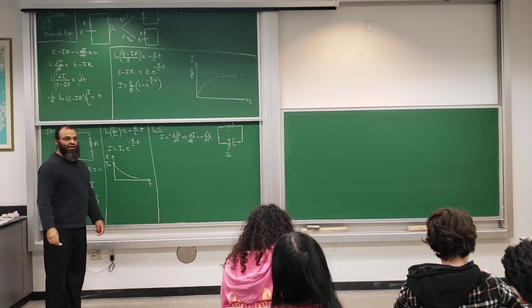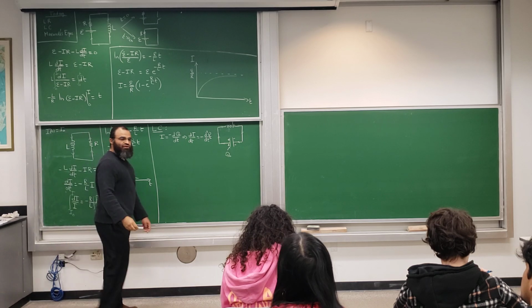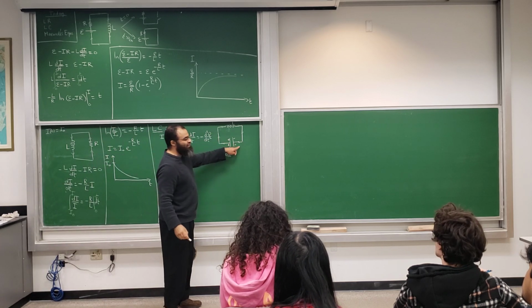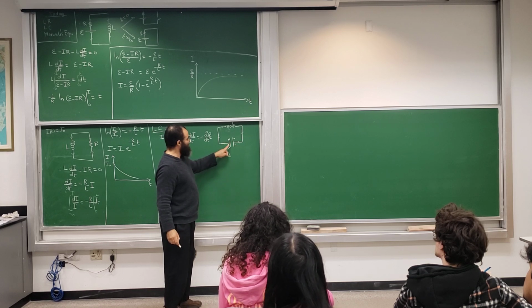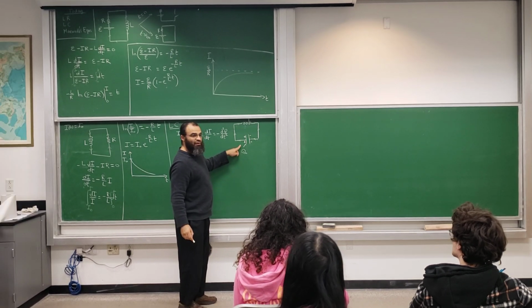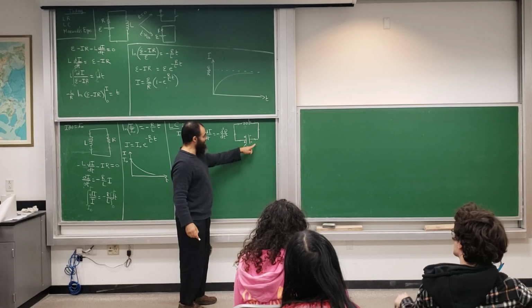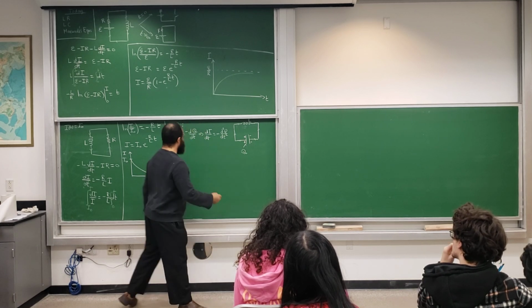Now let's put it all together. We're going to start with the negative plate and go around. What's the change from here to here? Positive what? Q over C. The charge at the moment over C, yeah.